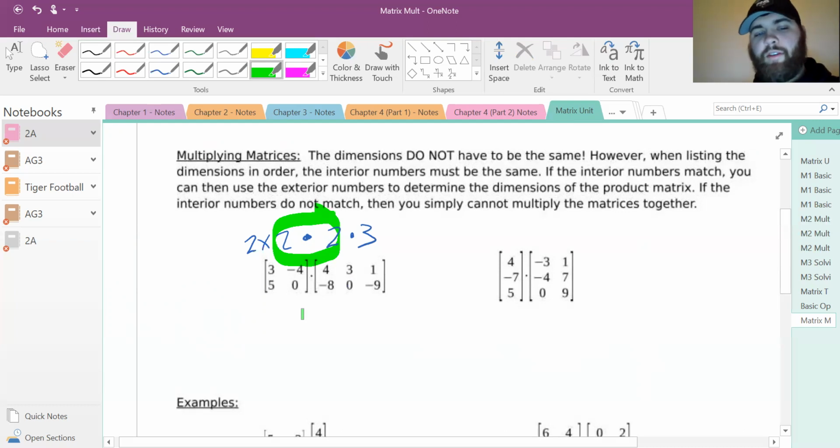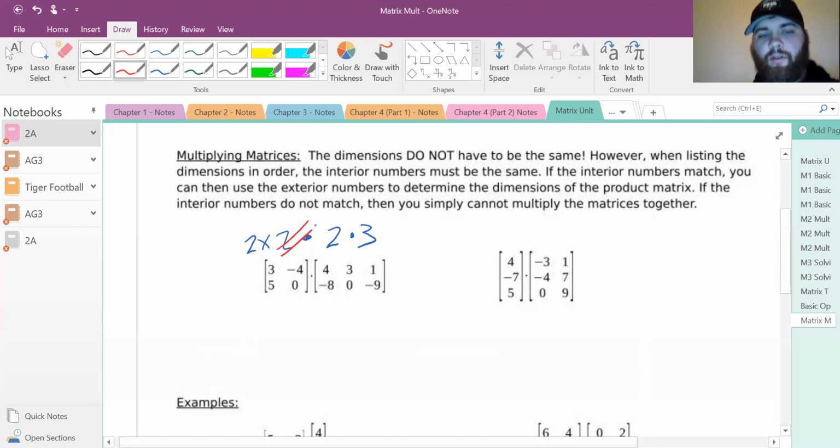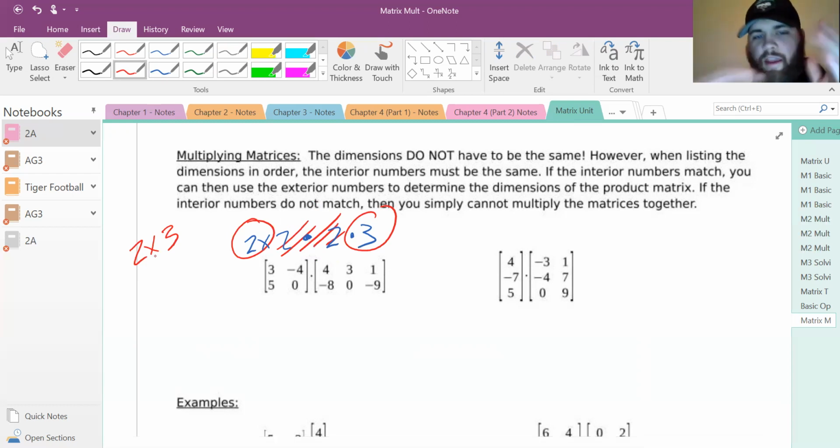So I can do this one. How do I know what the resulting matrix dimension is going to be? If the two numbers in the middle match up, they cross off, and my new matrix is going to be a 2 by 3. The outer two numbers tell us what our resulting matrix is. The middle two are just to check if we can do it.